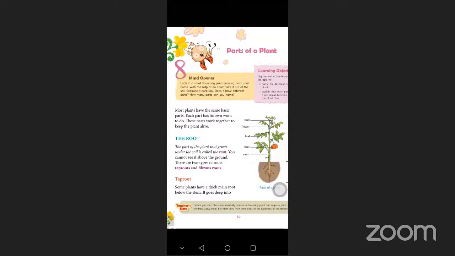If you are eating food, in the same way the functions in your body are working. Similarly, the parts of the plant also work. Every part works together. So what are those parts? As you can see in this picture, the parts of a plant.